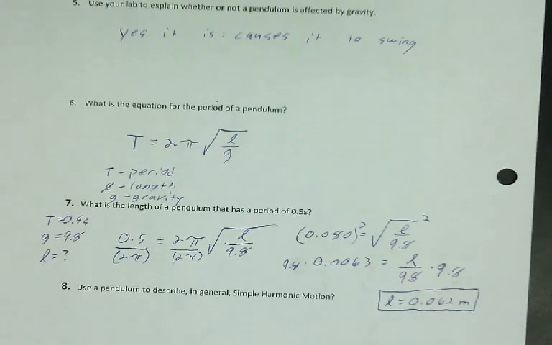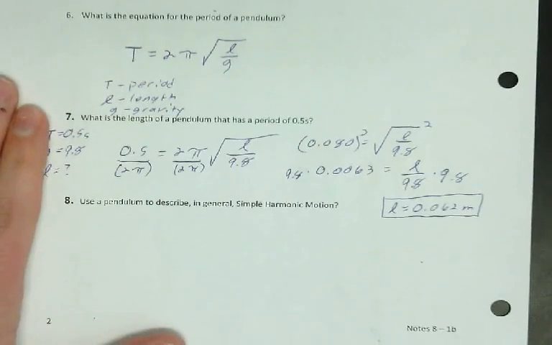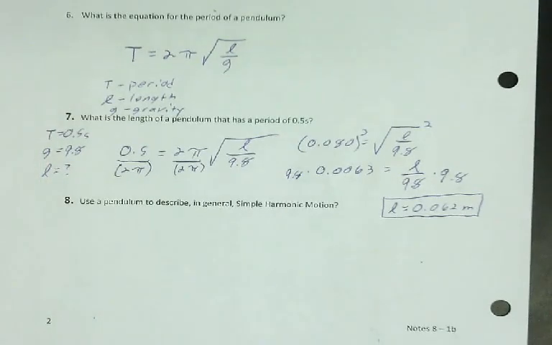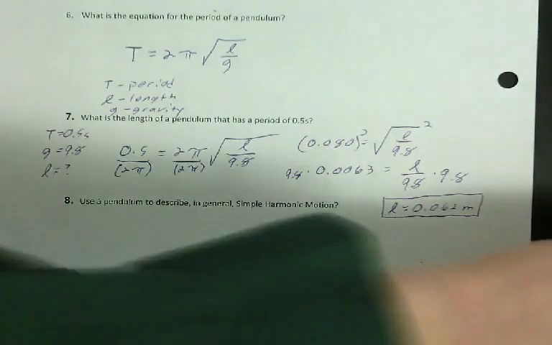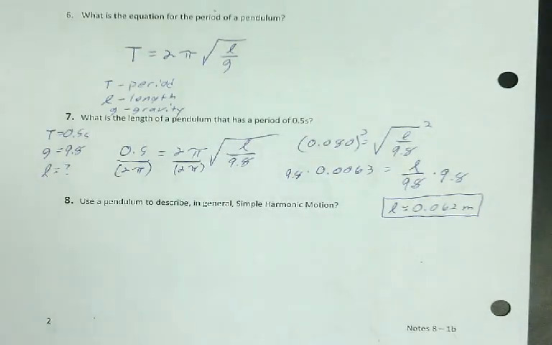Last, use a pendulum to describe, in general, simple harmonic motion. So we said simple harmonic motion is any kind of motion that is repeatable over and over again, and a pendulum is an example of this. So we're going to use the pendulum to give us a general example. So how would we describe a pendulum?